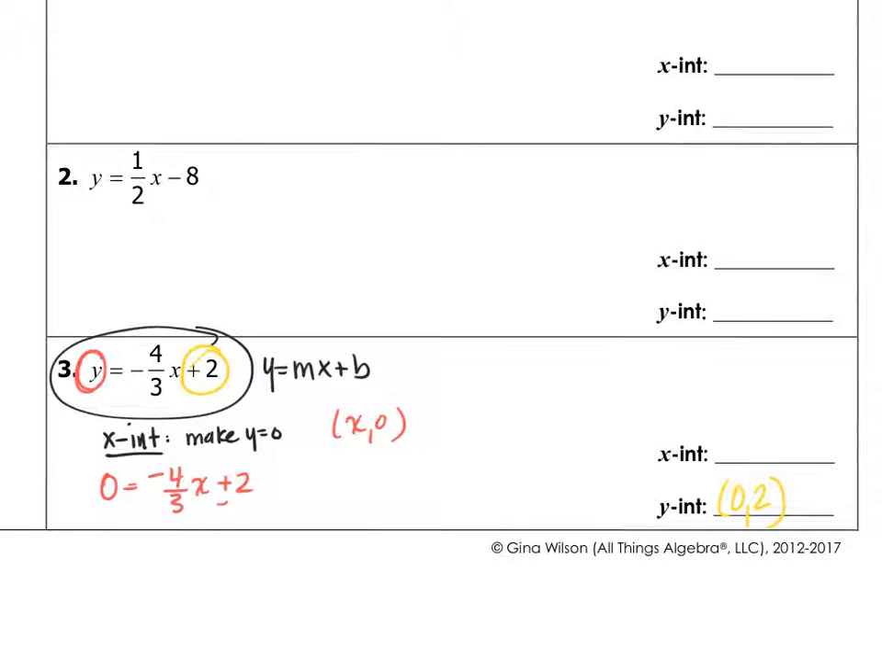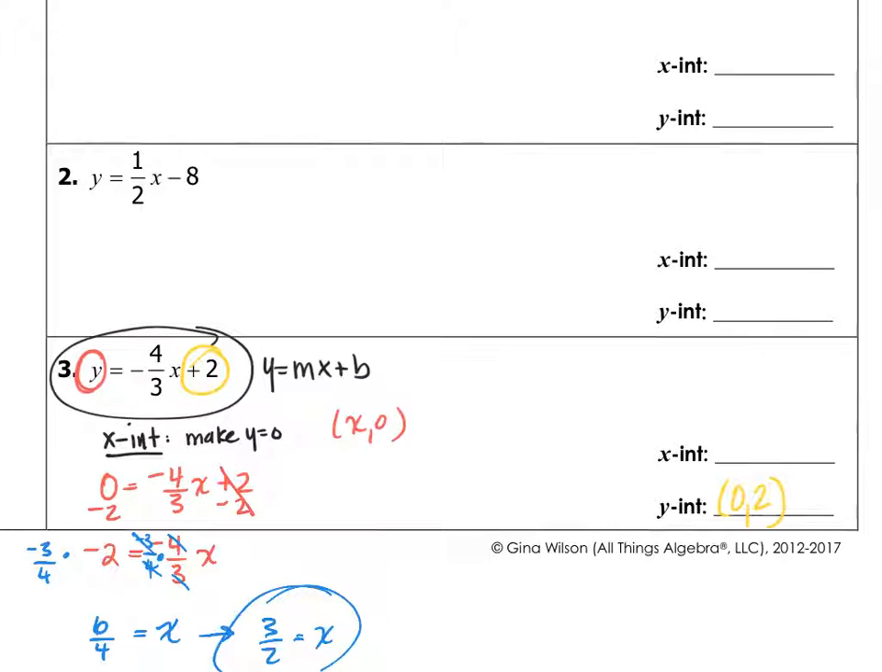So subtract 2 from both sides. Negative 2 is equal to negative 4/3x. Multiply by negative 3/4 to both sides. Cancel, cancel, cancel, cancel. And we get that x is equal to positive 6/4, or 3/2. So since x is equal to 3/2, our x-intercept is 3/2 comma 0.